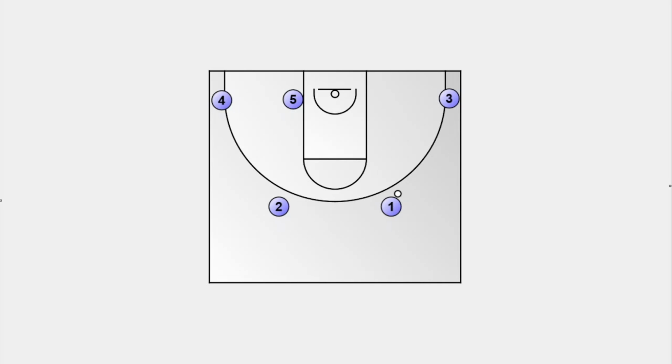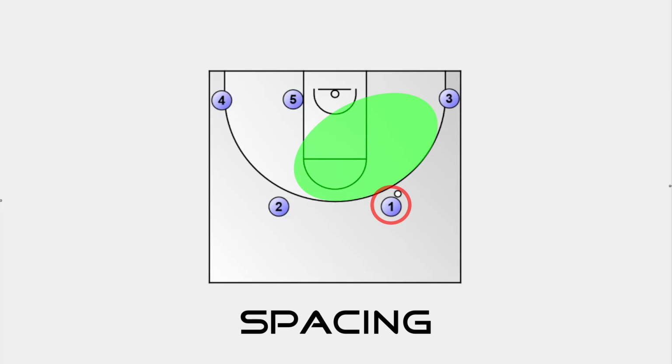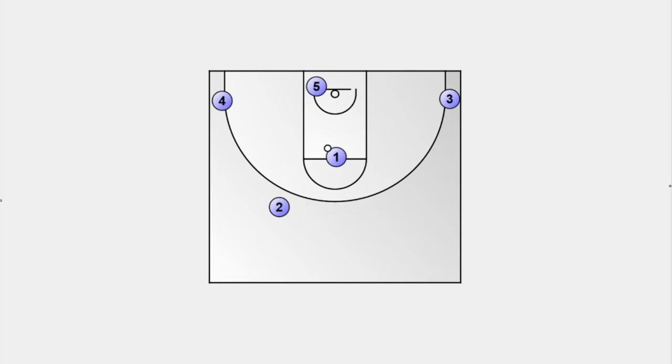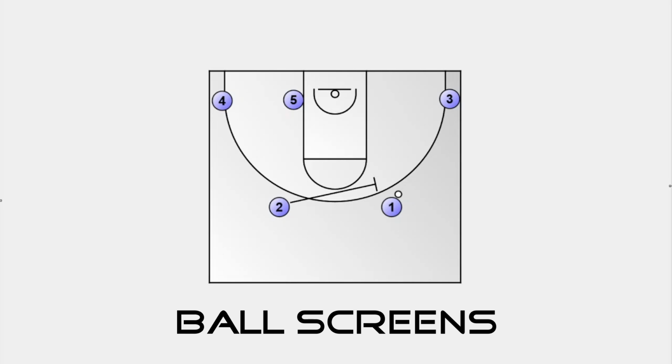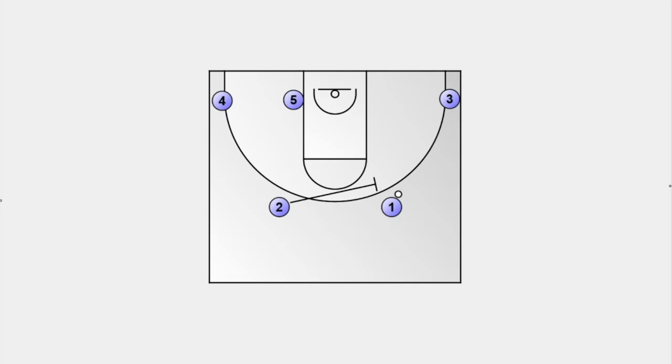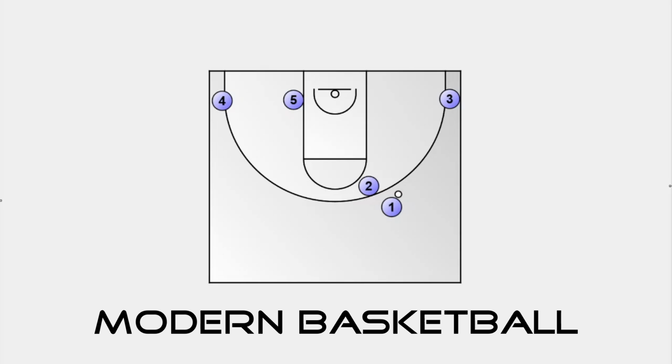The dribble drive offense relies on players being spread out across the court with multiple players positioned on the perimeter. This creates space for the ball handler to attack the basket without running into defensive help. Ball screens are an important part of the dribble drive offense as they help create opportunities for the ball handler to get past their defender. Ball screens are not necessarily part of the dribble drive offense, but in my opinion are essential in modern basketball.